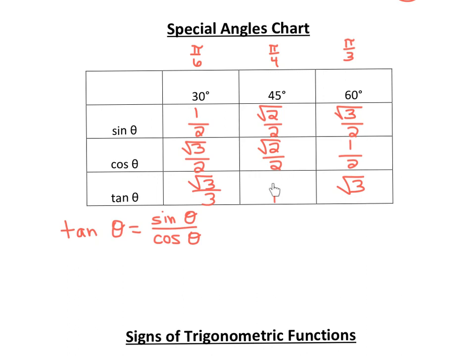So for tan, the middle number is 1. Both of the numerators are a radical 3. And then for tan of 30, since this has a 3 in it, this gets the extra 3. Okay, we put it over 3. This is what all of our special angles are equal to.